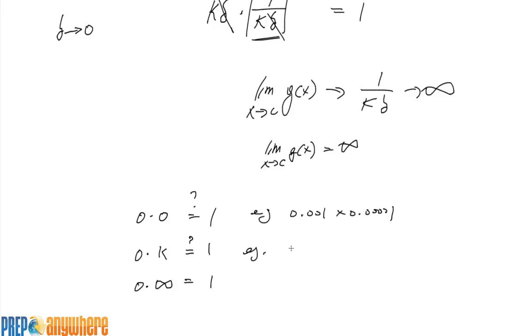Take 0.0001 times, let's say, 10. This will still be significantly smaller than 1. You may say, why not make this a little bigger? It doesn't matter how big I make it, because once you choose this number, it's fixed. This one here, I'm allowed to make as small as I want. That's what it means to be approaching 0. So it will never actually equal 1.